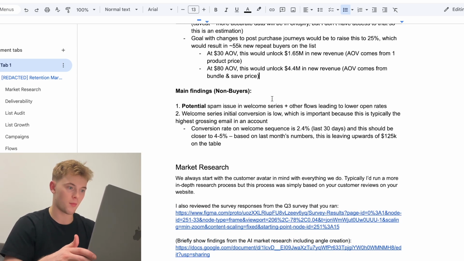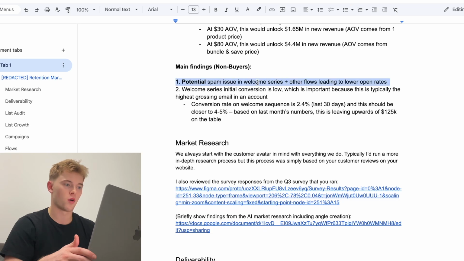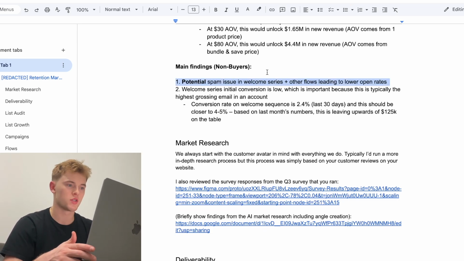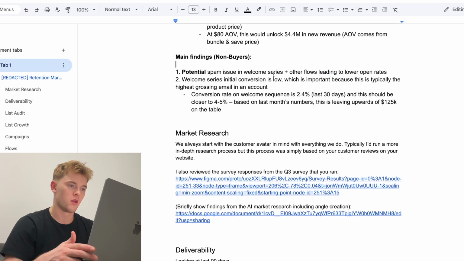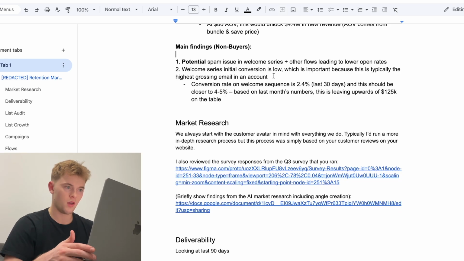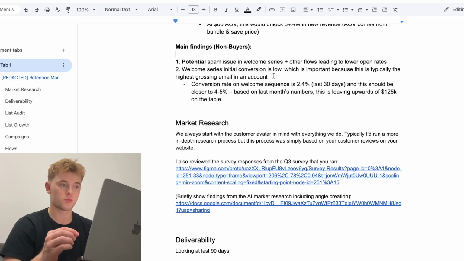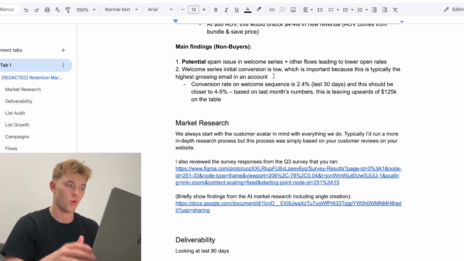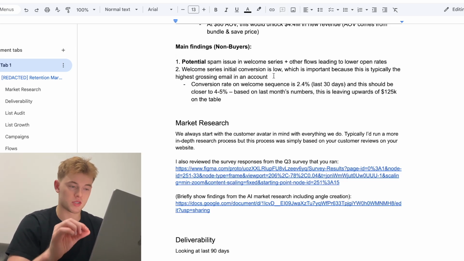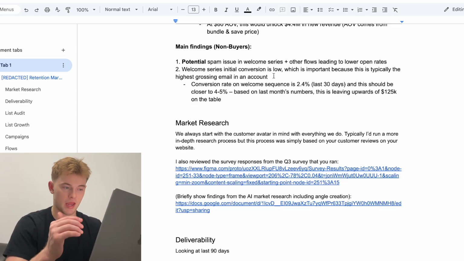Now, moving on to non-buyers, the main findings here. Number one, there was a potential spam issue in the welcome series. We'll get into that in a little bit. And number two, the initial conversion rate on their welcome series was also extremely low, which is really important because that email is typically the highest grossing email in any account.